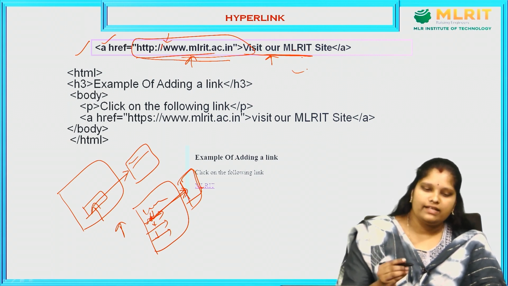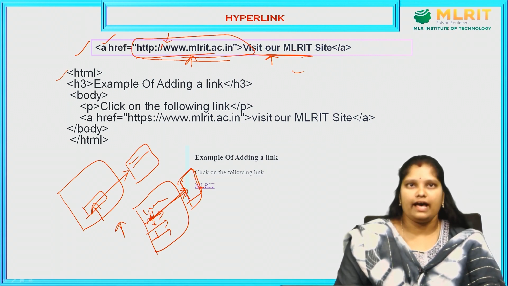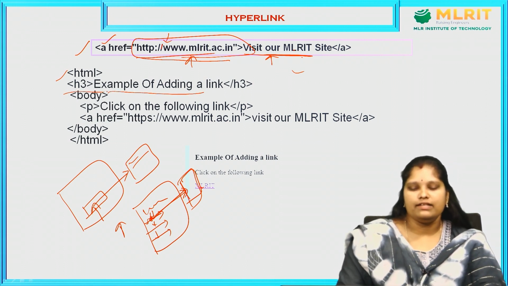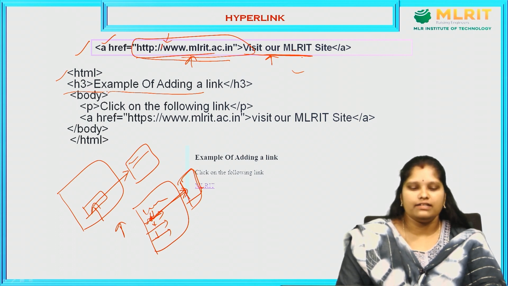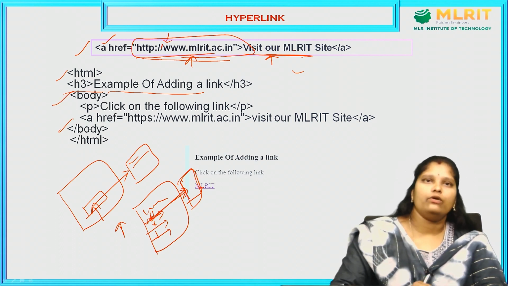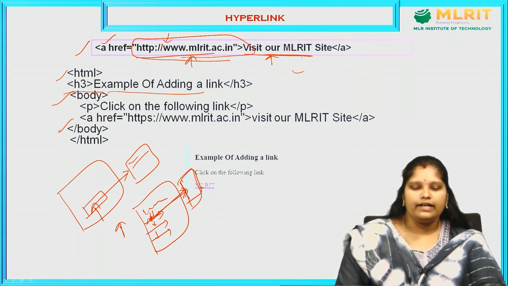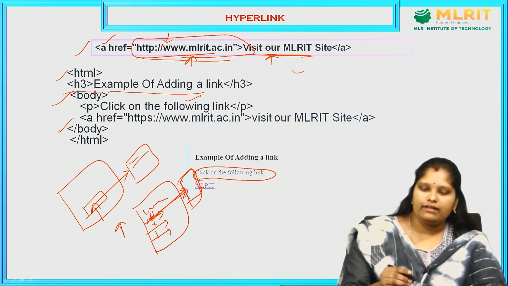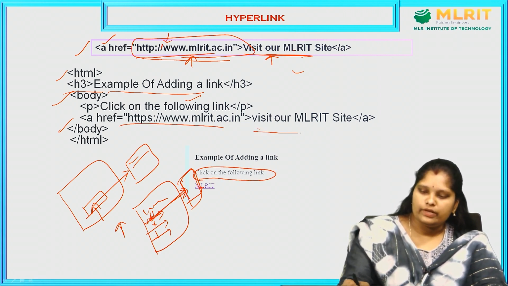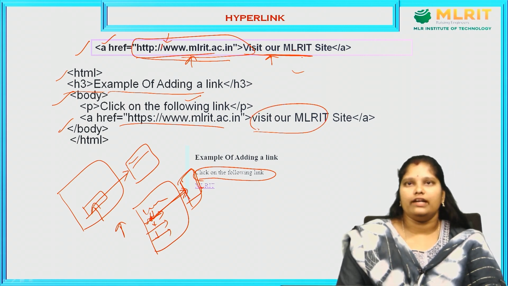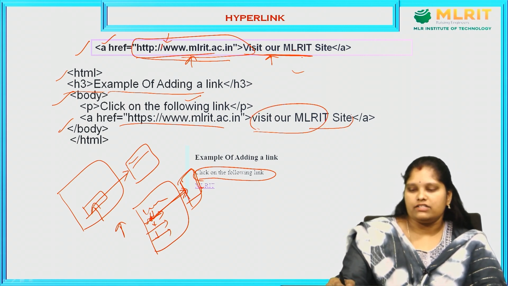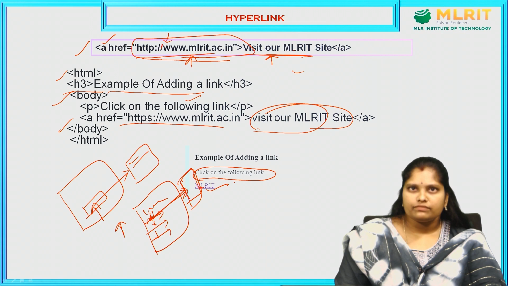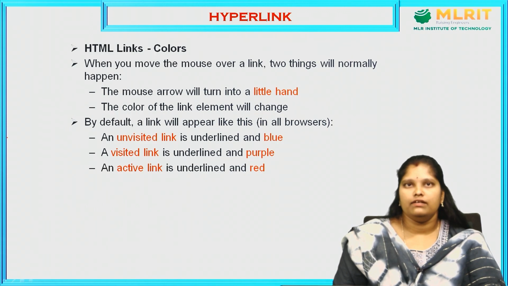Here is one example with all the HTML tags. They are taking one heading, an example of adding a link. Within the body we need to give the link reference, "Click on the following link." This is the paragraph, and within the paragraph we give the link: "Visit our MLRAT", the alternate text. By clicking on this MLRAT, it will open, and this is the hyperlink, okay?